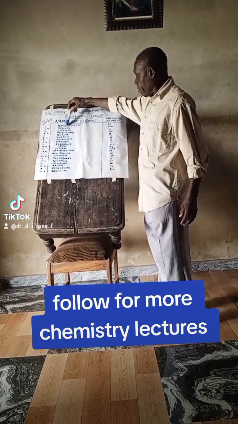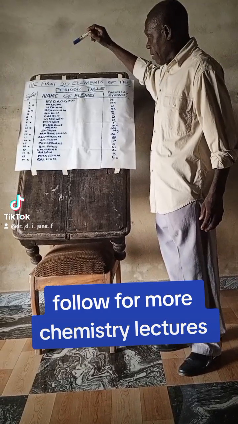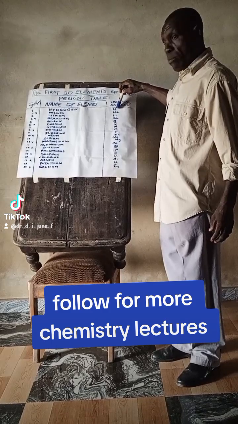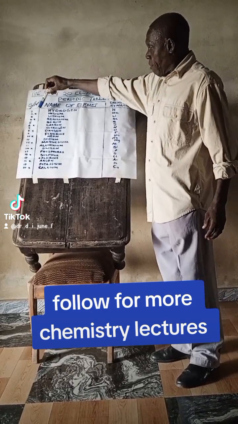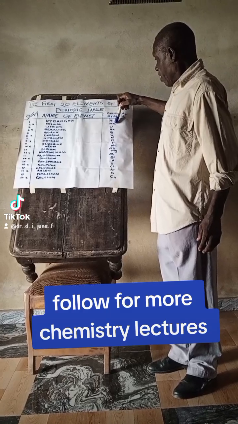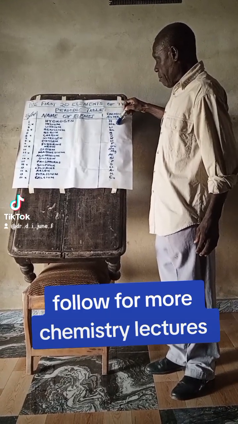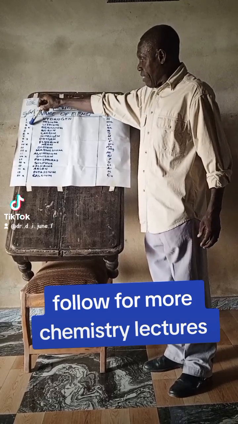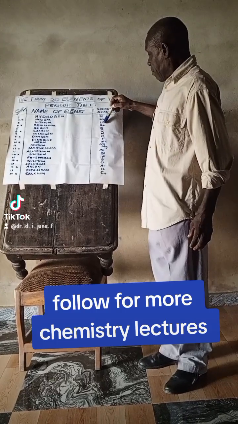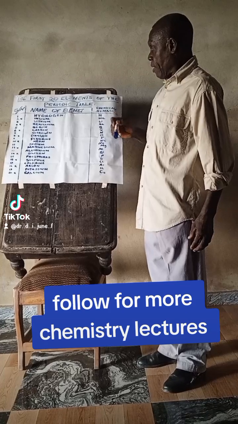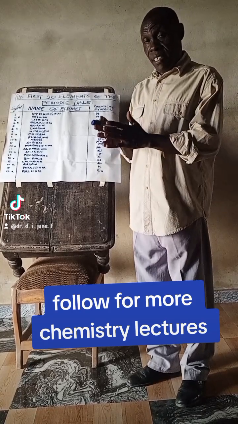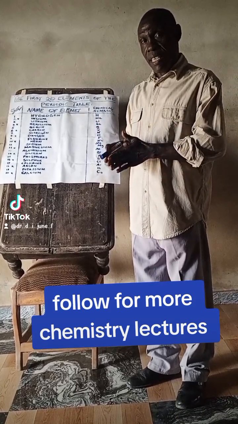We have hydrogen, which is serial number 1. Atomic number is also 1. And we have H as the chemical symbol. Then we have number 2, helium. The symbol is He, capital H, small e. Then we have number 3, lithium. The chemical symbol is capital L, small i. Then number 4, we have beryllium. The symbol is Be, capital B, small e.